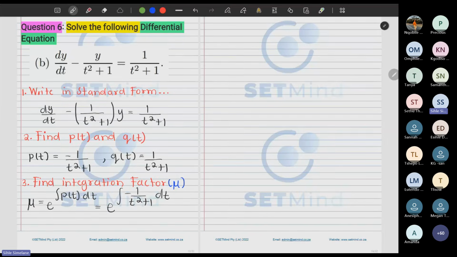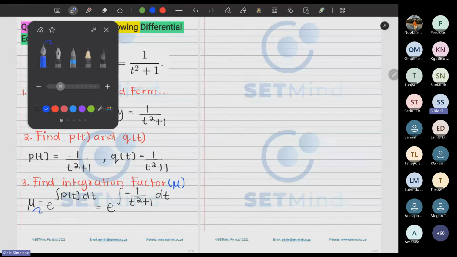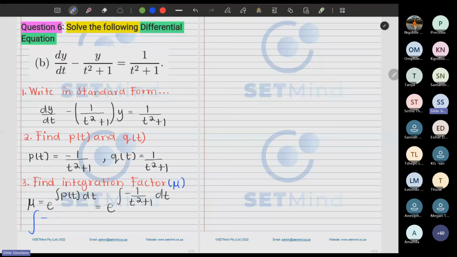So for this one, guys, I need your help in performing that integral. What is the integral of negative 1 divided by t squared plus 1 dt? Remember your first year stuff. What is this? Is it negative arctan t? It's going to be negative the arctan of t. Okay, that is what we have.